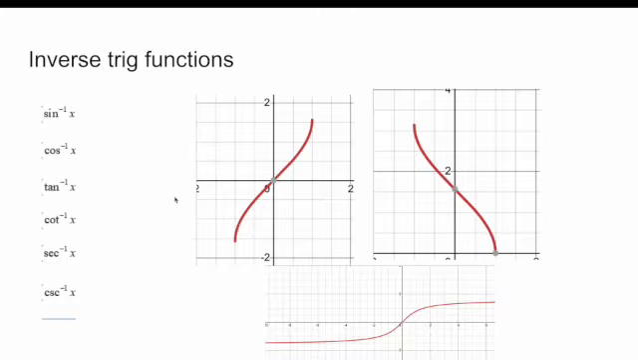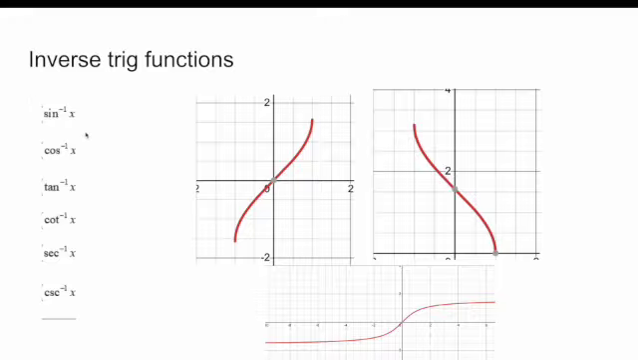Now let's just take a look at inverse trig functions. So because of the functions that we just defined, we now have 6 inverse trig functions: sine inverse, cos inverse, tan inverse, cot inverse, sec inverse, and cosec inverse. And basically, we only really need to work with the first 3, and that too, that's quite rare. We generally don't work with inverse functions as much for trig.